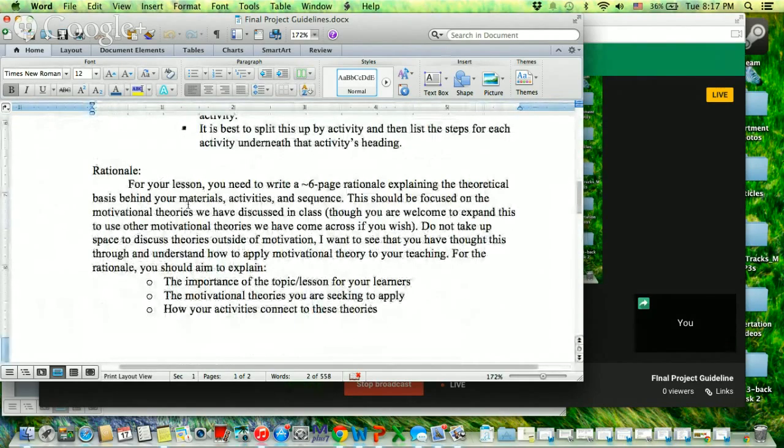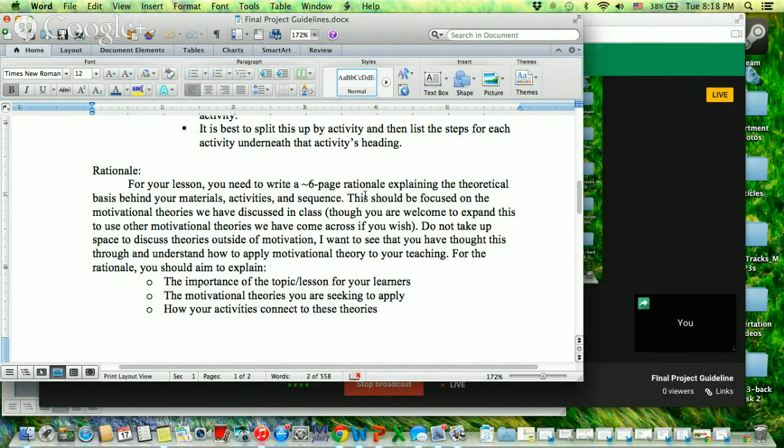For your lesson, you need to write an approximately 6-page rationale, explaining the theoretical basis behind your materials, activities, and sequence. You want to explain how this relates to motivation, and you want to explain your reasoning for choosing a certain order. So you want to use theory to back up your decisions. This should be focused on the motivational theories we've discussed in class, though you are welcome to expand this to use other motivational theories we haven't come across if you wish.